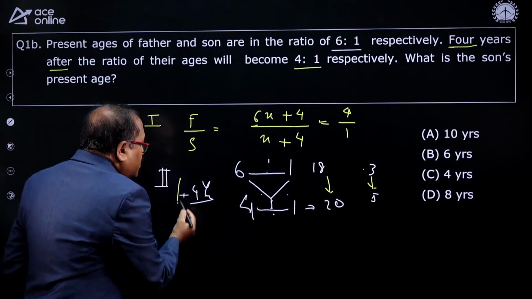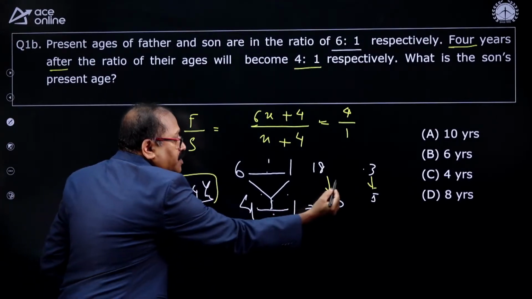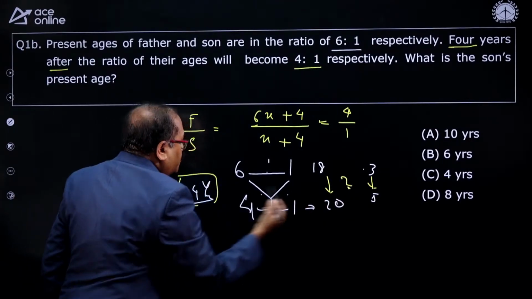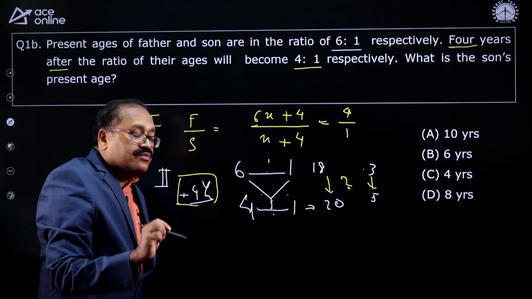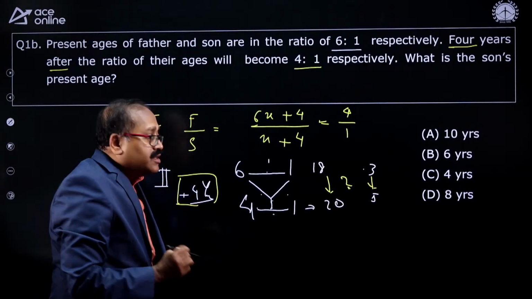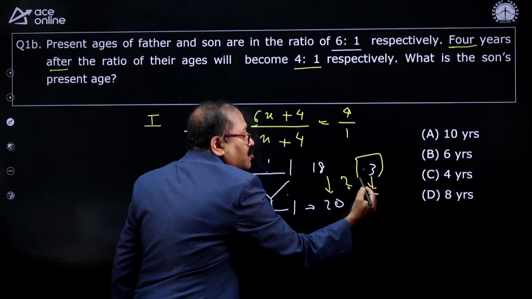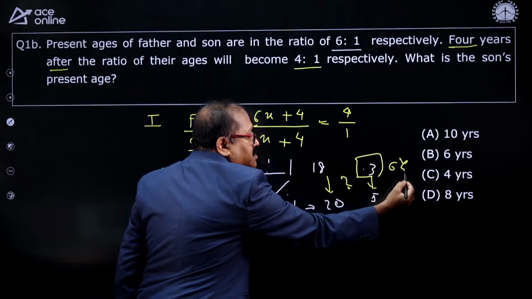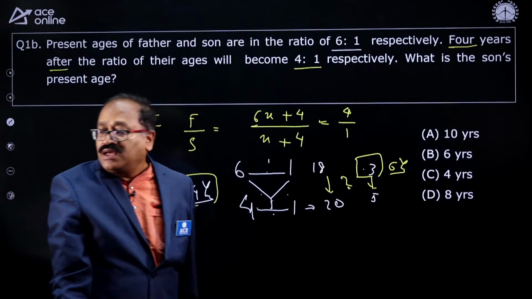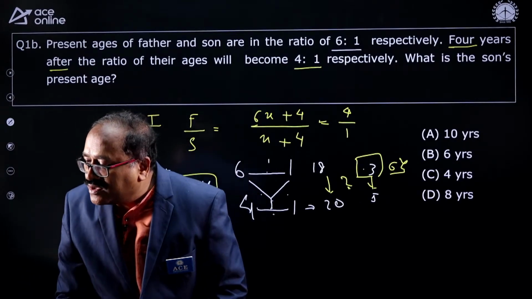And how many years difference? 4 years difference. So, when 2 parts equal 4 years, then 1 part will be equal to 2 years. Then 3 parts will be equal to how many years? 6 years. That should be the answer. Let me see if anyone answers the question.